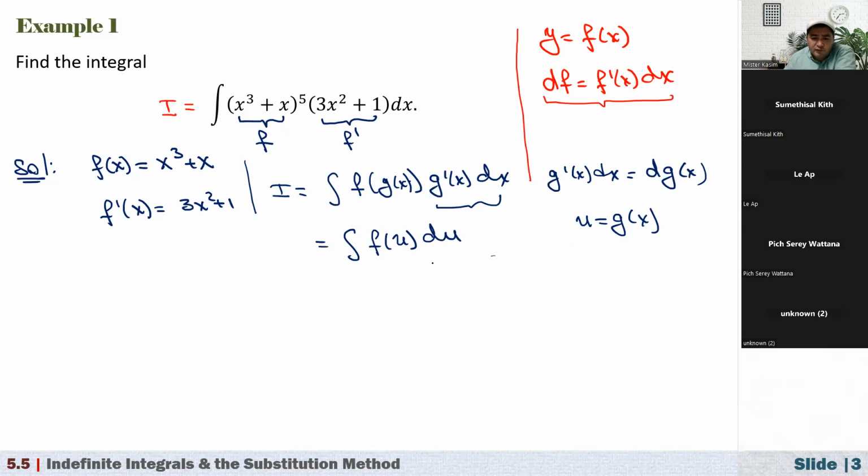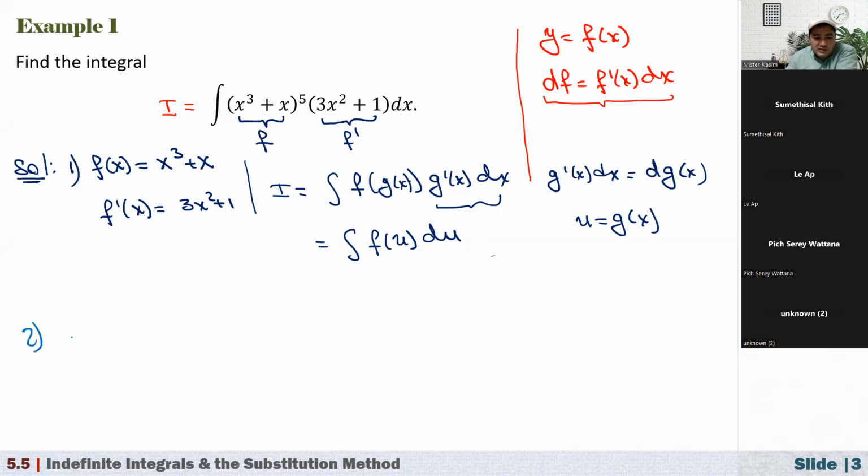Now using this method, we know how to integrate this part, right? Integral f of u du. That means, what function's derivative is f of u? So we have to find the antiderivative of this function. Now we're going to give the theorem, but this is just an introduction part.